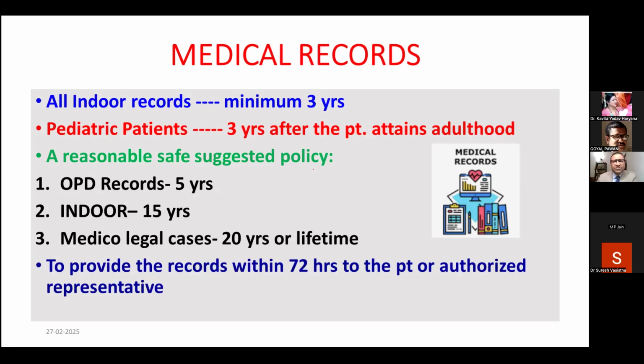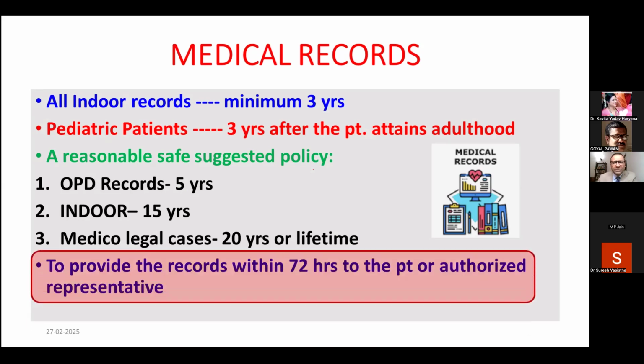So a reasonable safe policy is OPD records 5 years. Usually it is also said 3 years, but 5 years is a reasonable time. Indoor 15 years, and medico-legal cases maybe throughout lifetime. And we are supposed to provide the records within 72 hours on receiving a notice, or to any authorized representative of the patient's attendant.